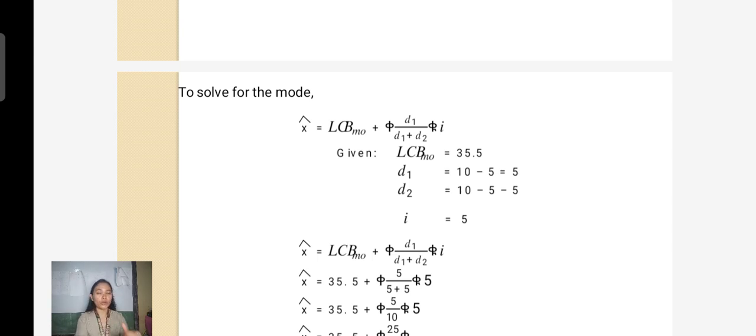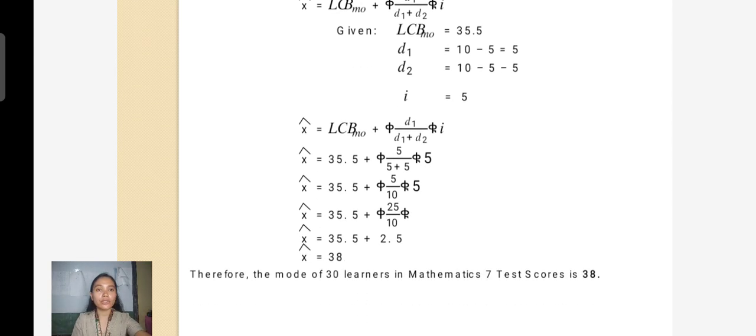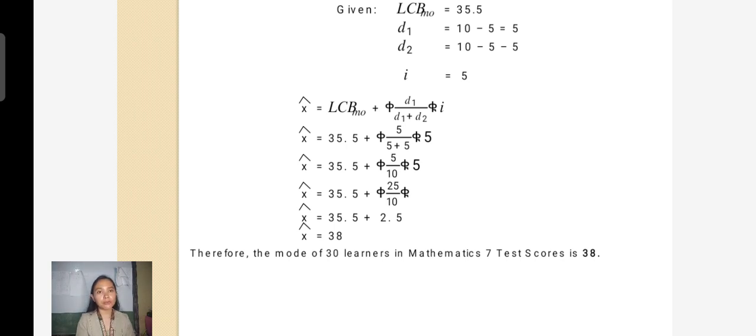Okay. Our interval is equal to 5. So, use the formula again, then substitute. Same as the process for the median. Mode is equal to 35.5 plus the quantity of 5 over 5 plus 5 times 5. So, therefore, 35.5 plus 25 over 10.